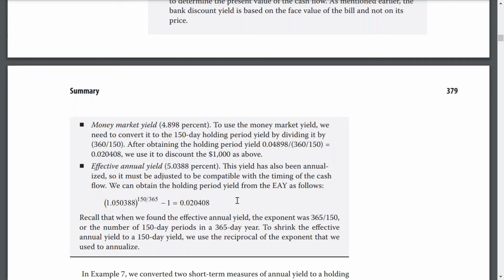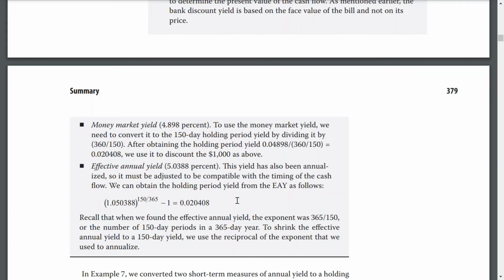To use the money market yield, we need to convert it to the 150-day holding period yield by dividing it by 360 divided by 150, obtaining the holding period yield of 0.04898 divided by 360 divided by 150. It gives us 0.020408. 0408 is my birthday, so it's weird for me to say that. We use it to discount the $1,000 as above.